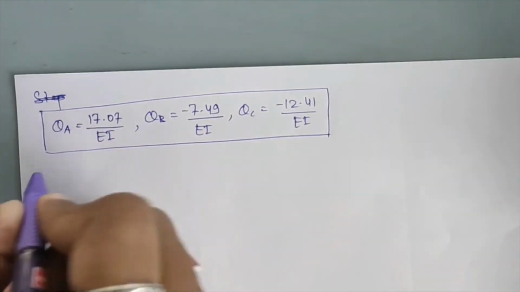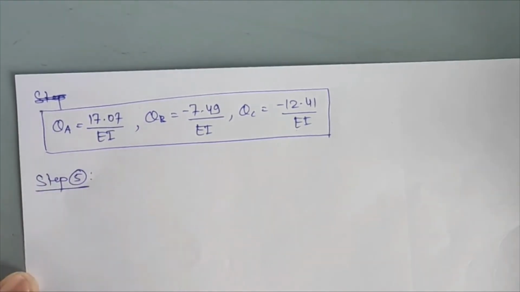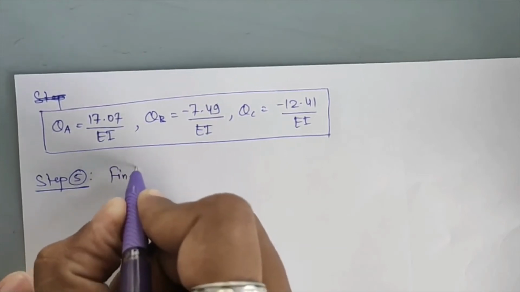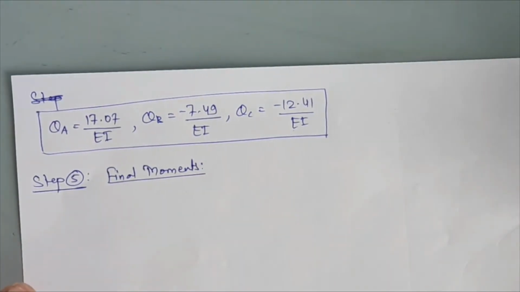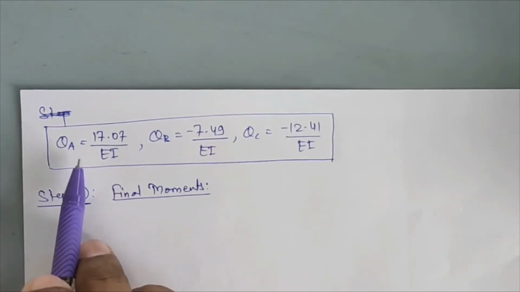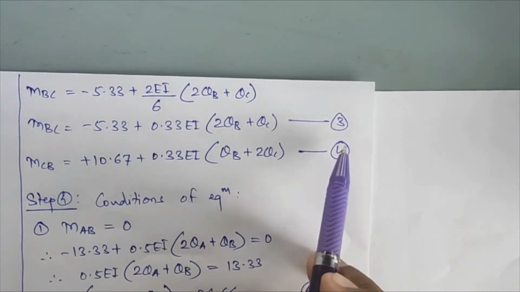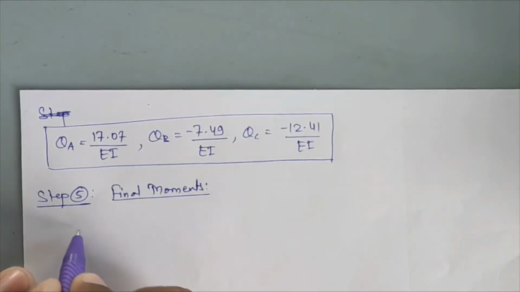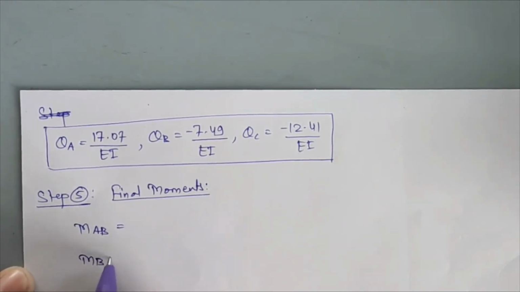Now using these values, we'll proceed to the next step, that is step number 5. We'll be calculating the final moments. What you have to do is substitute these unknown basic values in the four equations of slope deflection, that is equation number 1, 2, 3 and 4, and calculate the final values of moments MAB, next MBA, next MBC and last MCB.